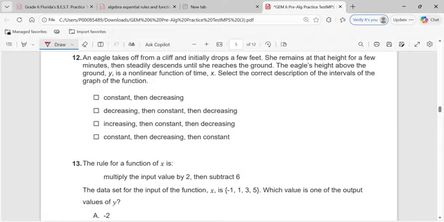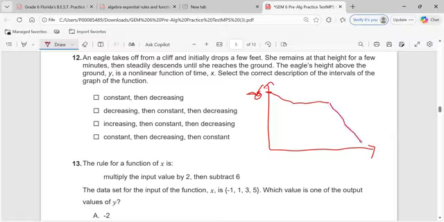Number 12, we're just going to read and create a graph for it like we have done with the temperature. There's an eagle. Takes off from a cliff. Cliffs are usually in the air, so this is where the eagle takes off from. When the eagle takes off, initially it drops. Then she remains at that same height. Then she descends until she reaches the ground. So this is a decrease, and then it's constant, and then it's a decrease again because it went down. Decrease, constant, and then decrease. Boom.